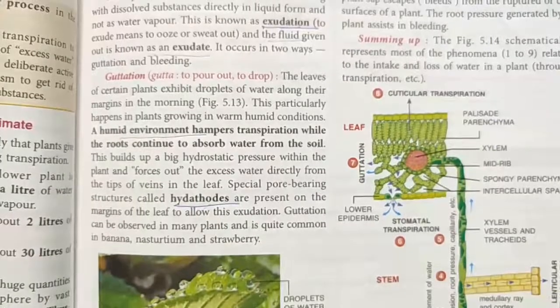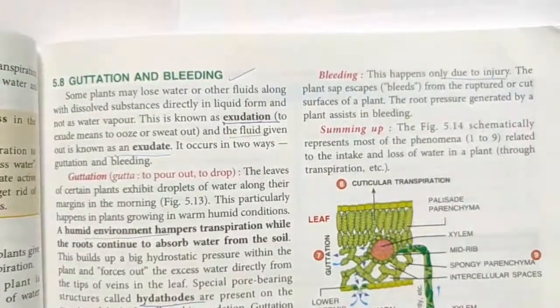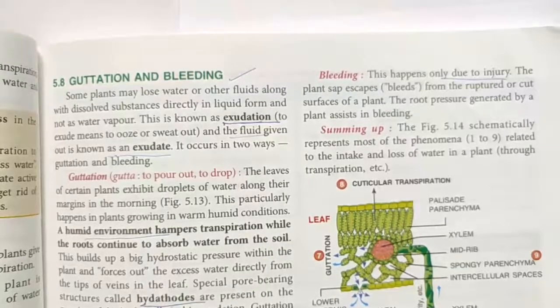So bleeding, as I told earlier, is the injury which can be in any part of the plant, due to which the cell sap or the plant fluid comes out from the surface.